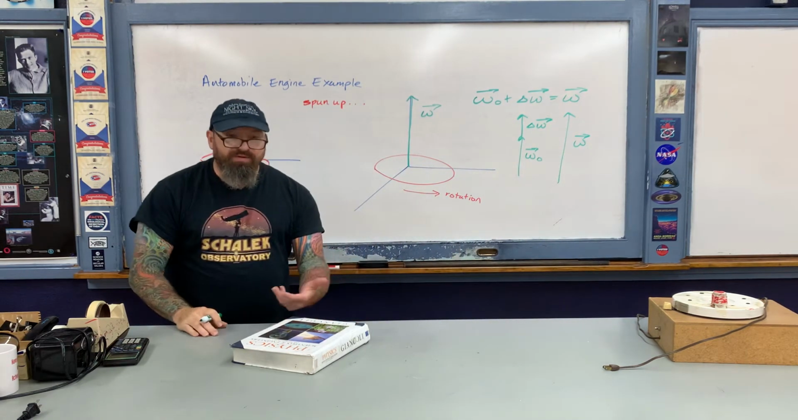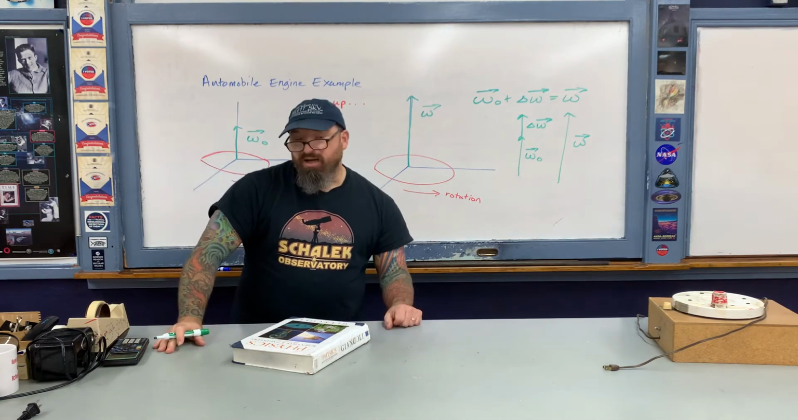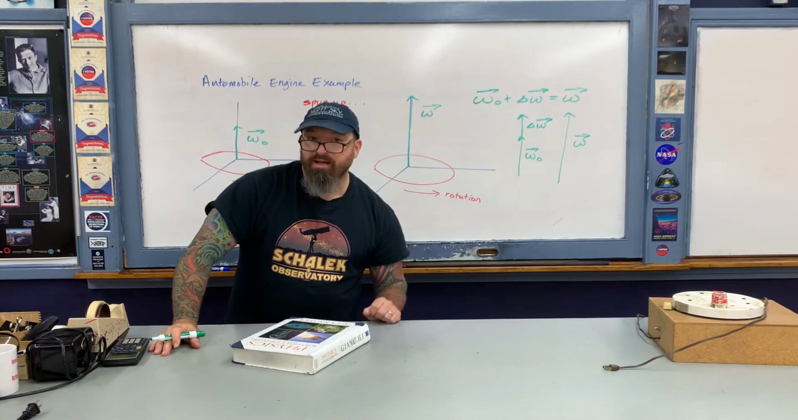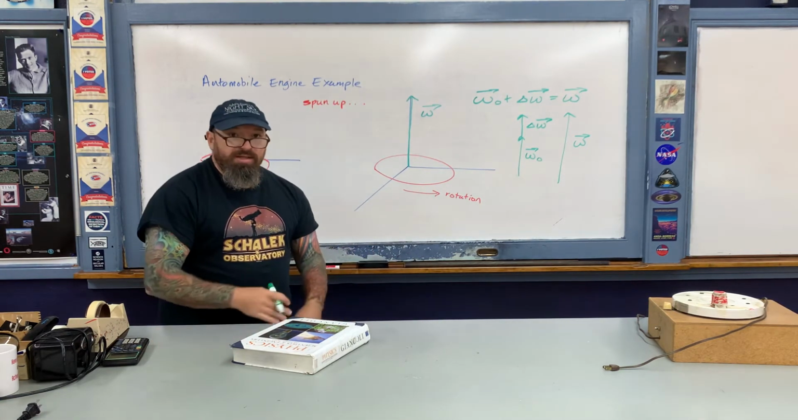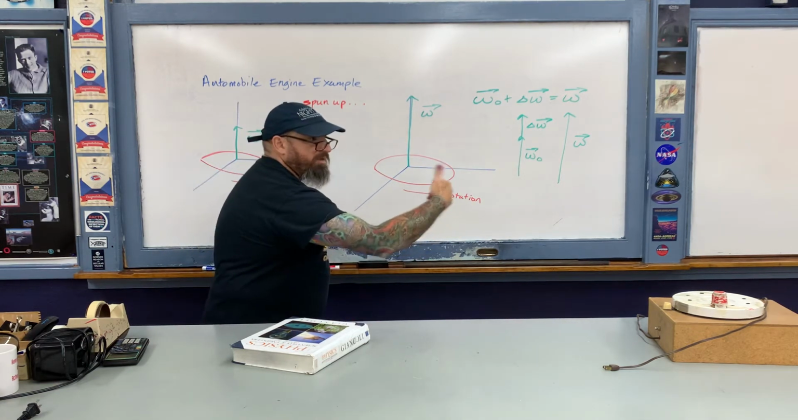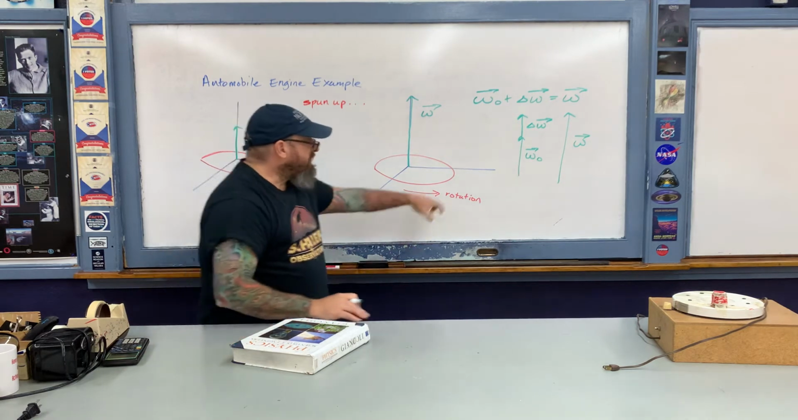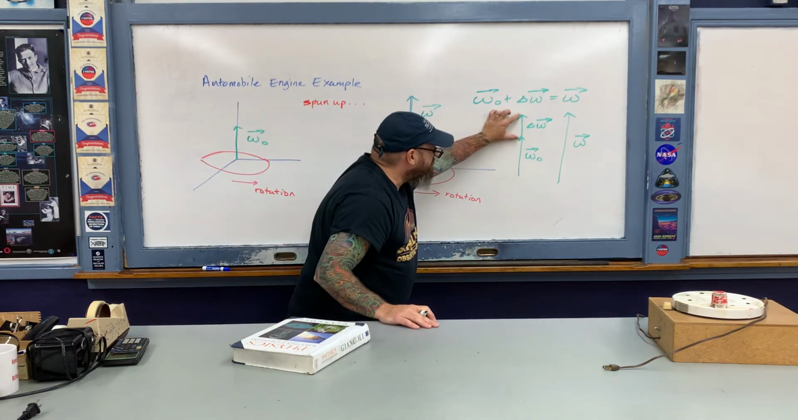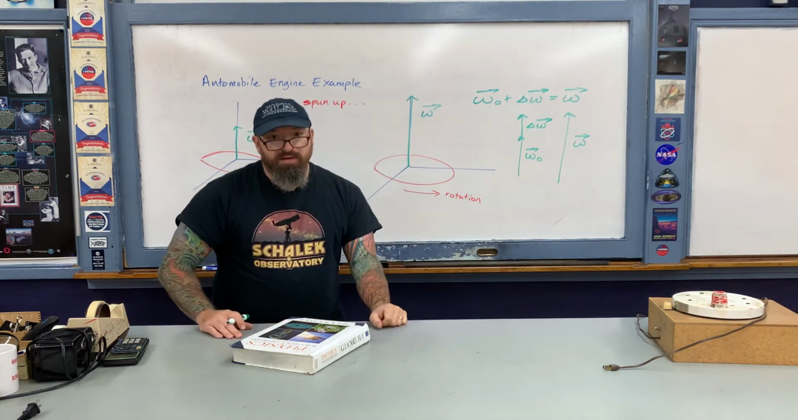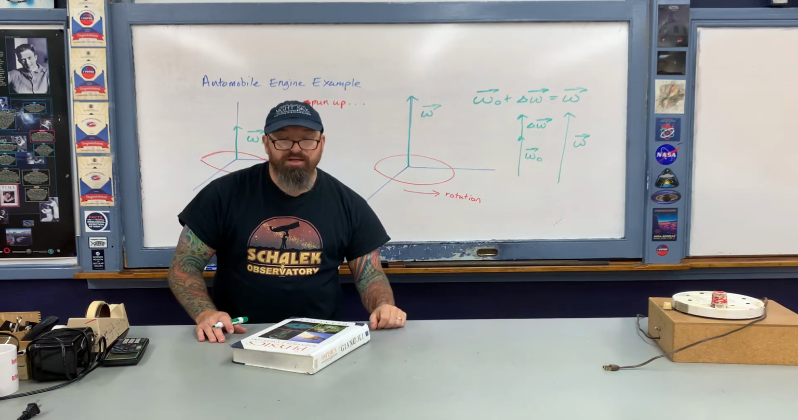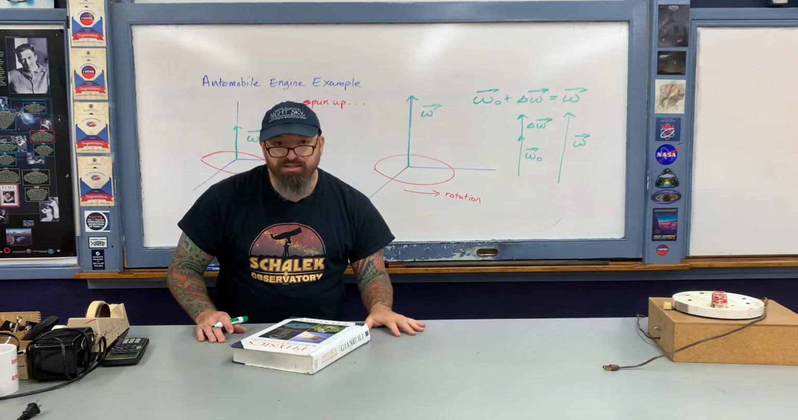Because we defined omega naught and omega as positive numbers, I wrote them down that way in the example. This then means that what I'm implying is that up with my right hand thumb is the positive direction. Therefore, delta omega here points upwards on the diagram. It points in the positive direction. Therefore, the angular acceleration alpha vector points upwards. It's positive on the diagram.